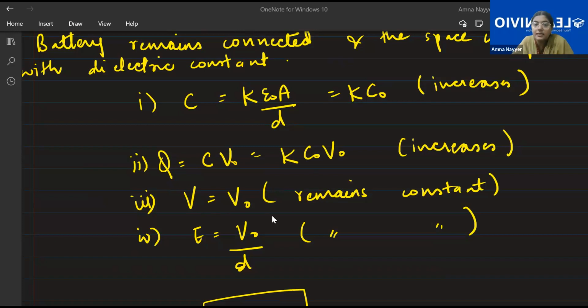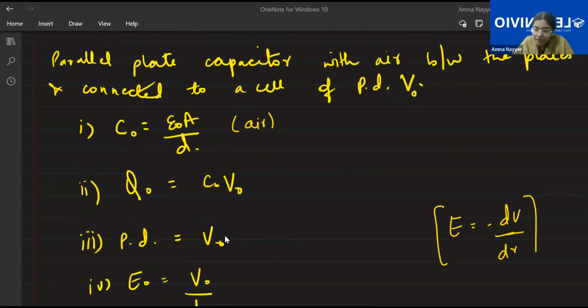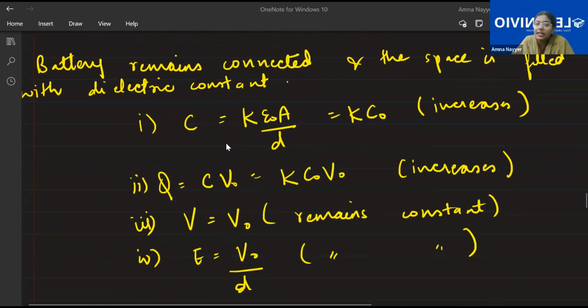Then potential remains the same here. Whatever was the potential difference here, even after connecting the battery, your capacitor is still connected, potential remains constant. And see, electric field is potential by distance. So if potential remains constant, your electric field also remains constant. So when it says what happens when battery remains connected and a dielectric slab is put, capacitance increases by K times, charge increases by K times, potential remains the same, electric field remains the same. Clear?